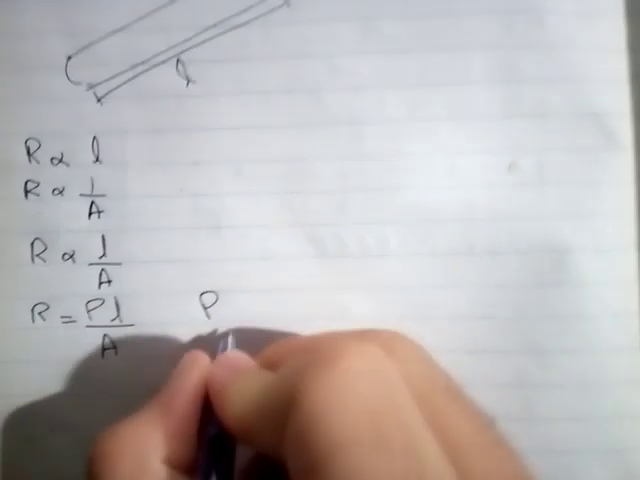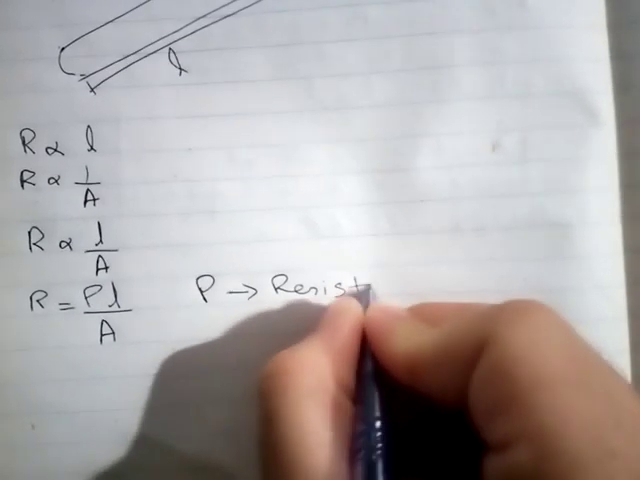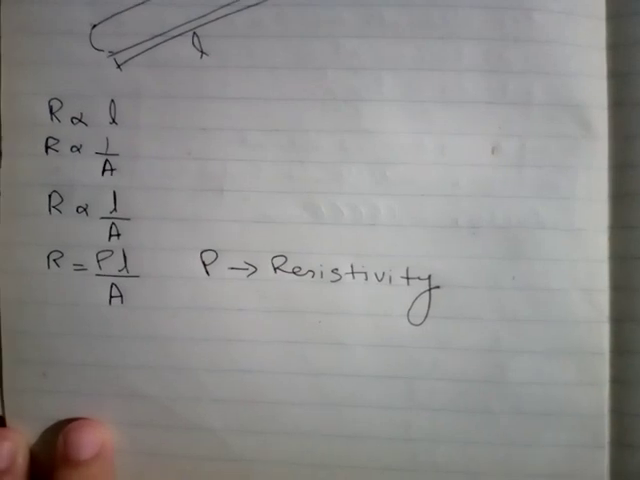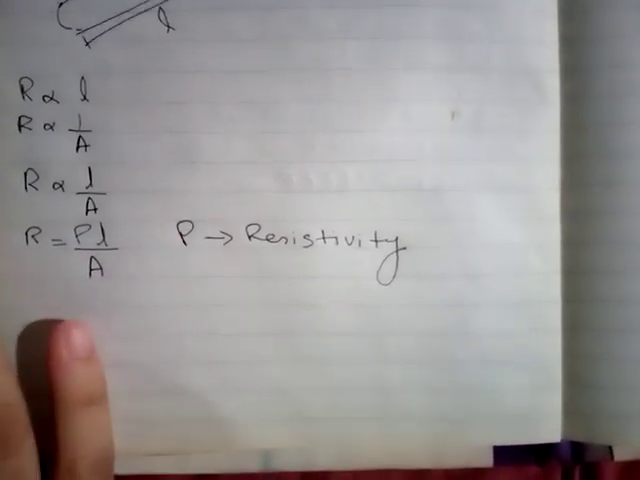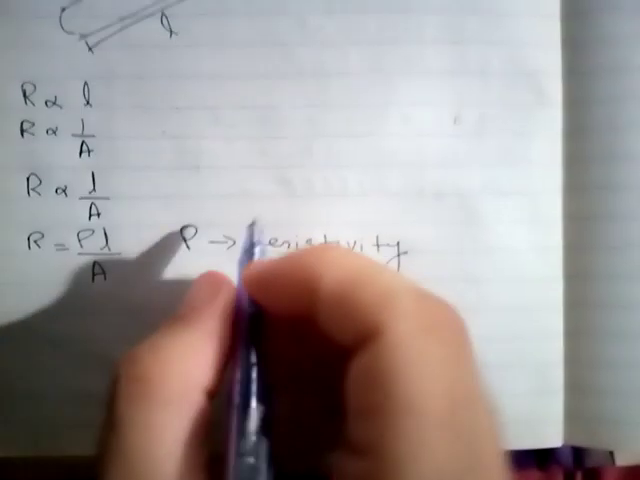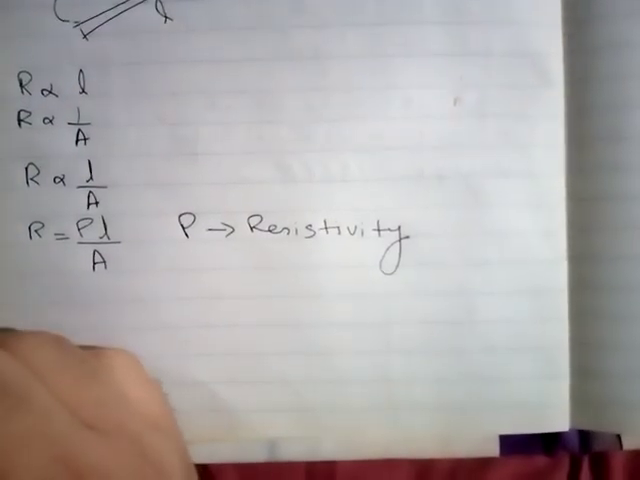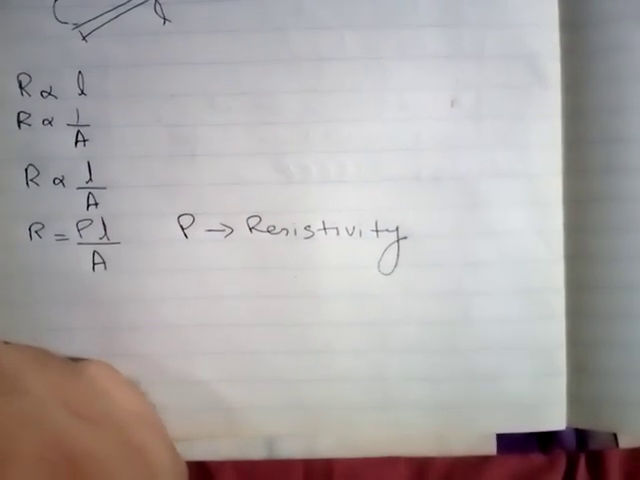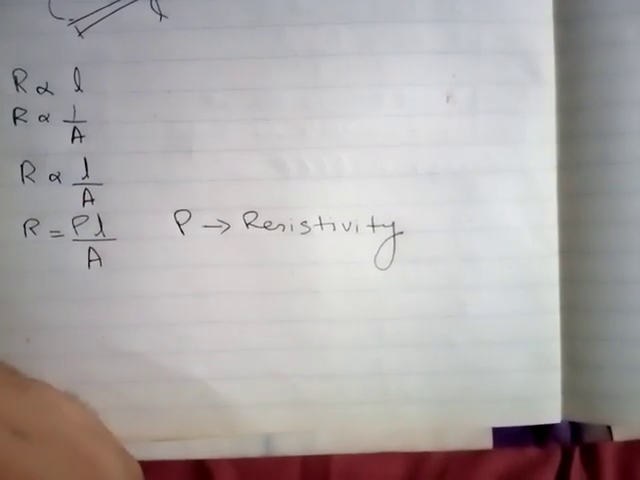This rho is called the resistivity of the material. Do not confuse the symbols. This symbol rho is also used for density, but here in electrical and electronics engineering it is used for resistivity. It can be used for other quantities as well.